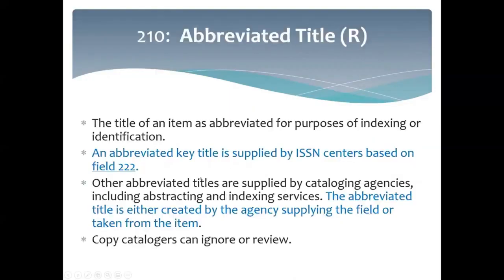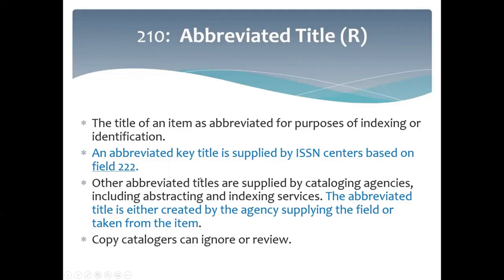So the 210, I talked a little bit about this already. This is the title of an item that is abbreviated. This really has to do with indexing and identification, and it comes from the ISSN centers, and they base it on the 222. So these two fields, the 210 and the 222 fields, are coming from the ISSN centers. Some other abbreviated titles are supplied by cataloging agencies, including abstracting and indexing services.